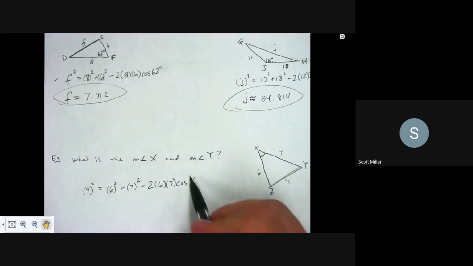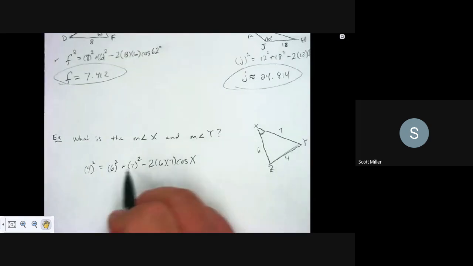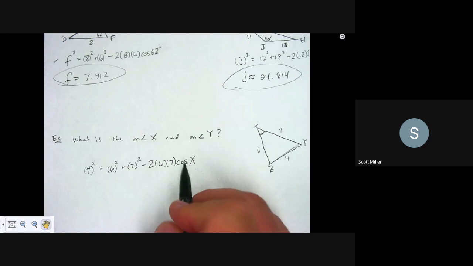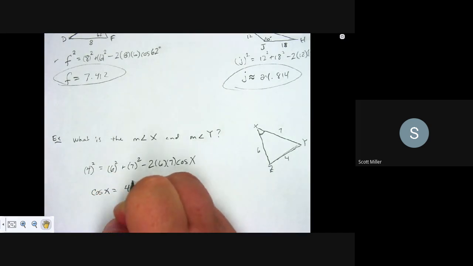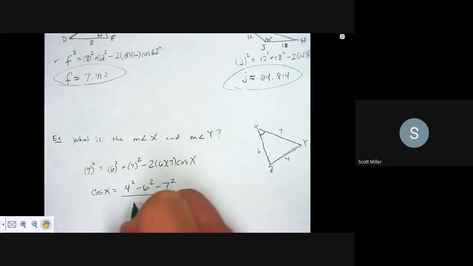Okay, so if our unknown is over here, we have to move everything else to get it on the one side. So I'm going to subtract these 2 quantities, and then I'm going to divide by this number in front of the cosine. And that gives me the cosine of x equals 4 squared minus 6 squared minus 7 squared over negative 2 times 6 times 7.